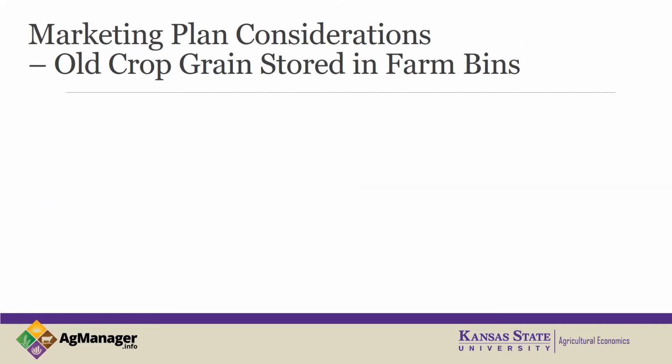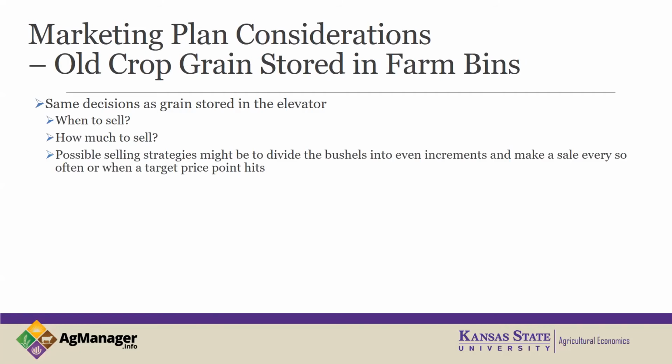Let's go to a different plan. It's old crop, but it's stored in your own farm bin on your farm. All right. So you're going to go through some of these same decisions as if the grain had been stored in the elevator. You're still going to need to know the best time to sell it and how much to sell. Again, you can divide that into even increments to make a sale every so often, or set a target price again.